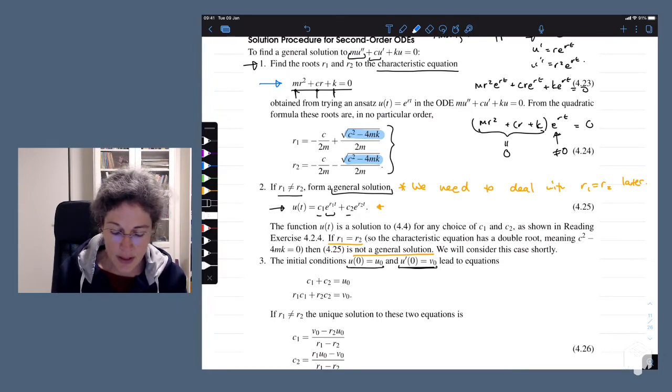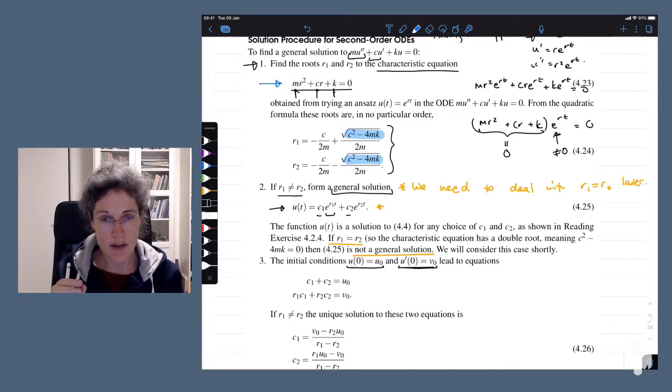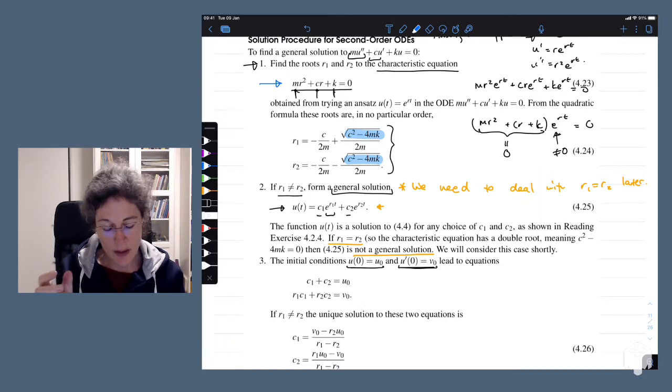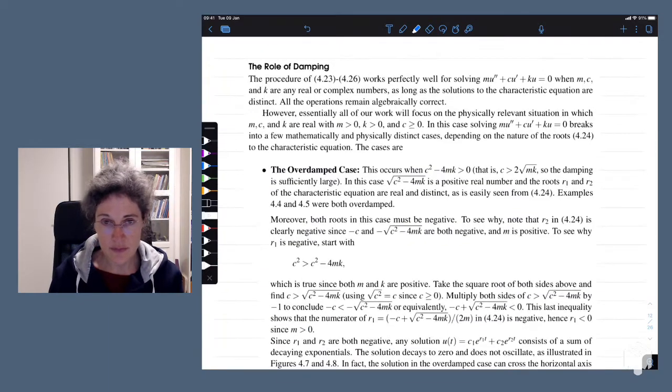So if c squared is bigger than 4mk, then what we have inside the root is real, so we can take the root and get a real root. But if c squared is less than 4mk, then we're going to get imaginary roots. And it turns out that we get quite different physical modeling properties depending on whether c squared is bigger or smaller than 4mk. So we're going to spend some time looking at these different cases.